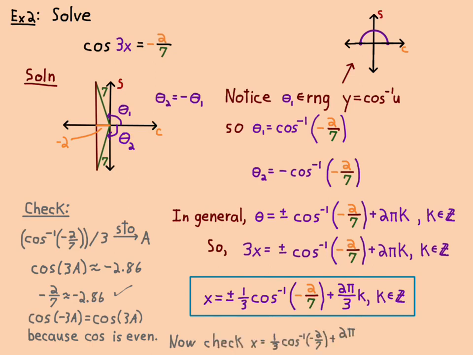So now check 1/3 cosine inverse of negative 2/7 plus 2 pi over 3 in your calculator. Check it into this equation. And just put that in the memory A, or whatever memory you want to use, and then just type it out. When you get to x here, just type that letter. Okay, and you should get negative 2/7.